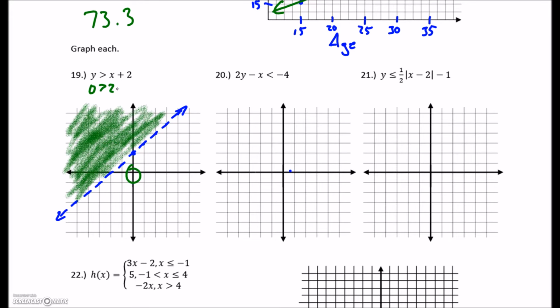Alright, if I look at the next one, I'm going to graph this one just like I would any other line. If I was pretending for a moment that this was an equal sign, if I scribbled this out and solved for y, that's going to give me the y-intercept, and the y-intercept here would be a -2.